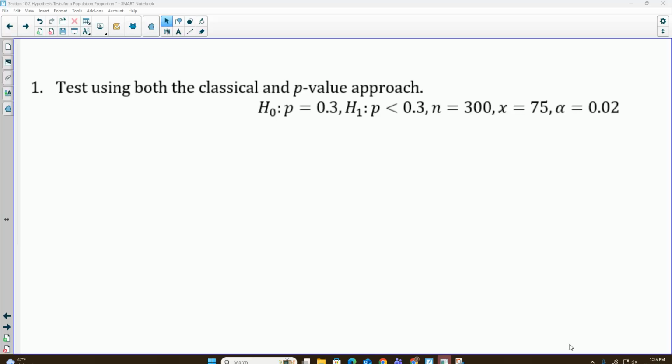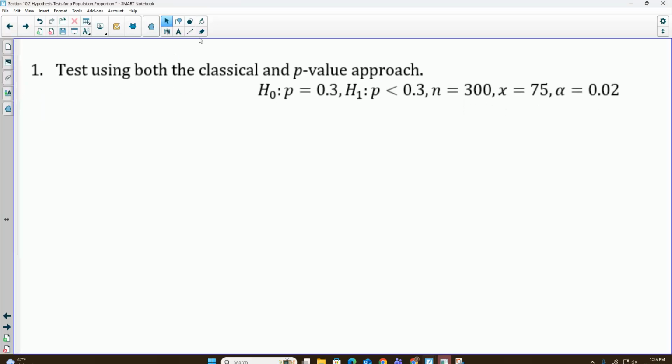So this first one, if you started your homework, is the first question on your homework for tonight. Using both the classical and p-value approach. This is going to be the only time I ever ask for both. I will not do that on a test or quiz. But I talked about both yesterday, so I wanted to look at both in a problem. We're going to test this hypothesis.